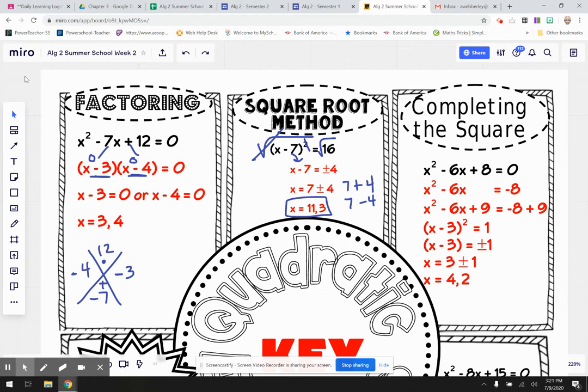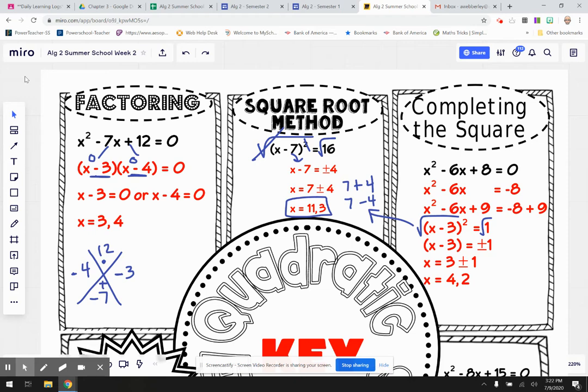Your third method is completing the square. It's a little extension to the second one. You are going to end up square rooting both sides. So way down here, they square rooted both sides, just like you did in this problem over there. But you have to do something first so that you can square root both sides, and you have to complete the perfect square. So first you're going to get rid of that 8. You're going to move the 8 to the other side by doing -8.